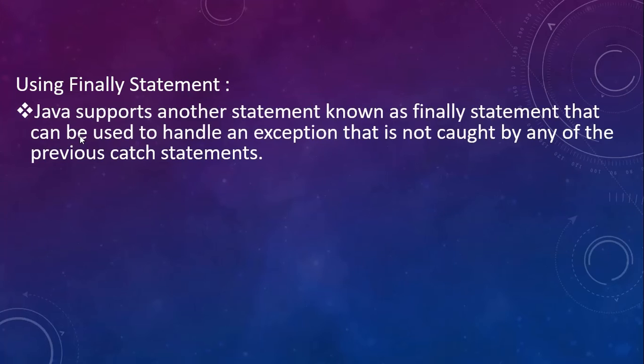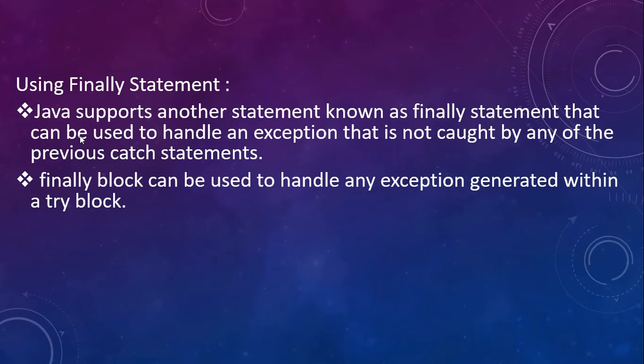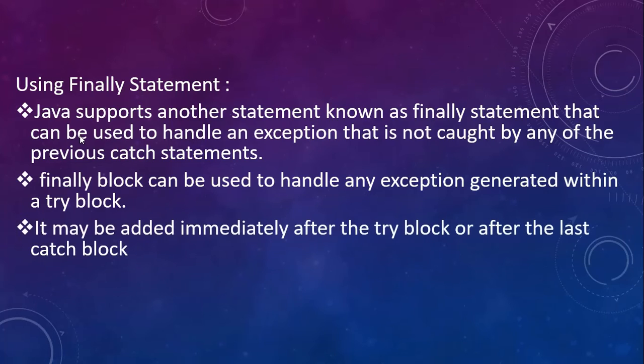Next we shall see how to use another statement which is called the finally statement. Java supports another statement which is known as the finally statement, which can be used to handle an exception that is not caught by any of the previous catch statements. It is similar to the default statement in the switch case. Finally block can be used to handle any exception generated within a try block. It may be added immediately after the try block, or it may be added after the last catch block. Let us see an example.